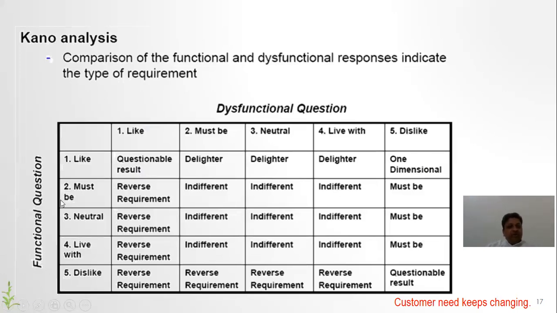In a similar way, the second point, must-be. Must-be with like is a reverse requirement. Must-be with must-be, there will be indifferent. Must-be with neutral will be indifferent again. Must-be with live with it, that is indifferent again. But must-be and dislike will be must-be again. So in a similar way, for the functional question and dysfunctional question, you have to make a matrix, and these are the customer needs, whether it is like or must-be or neutral or live with it or dislike. It is up to their results. It could be a reverse requirement, indifferent, must-be, delighter, or questionable. So these are some hints you will get with the help of Kano analysis.